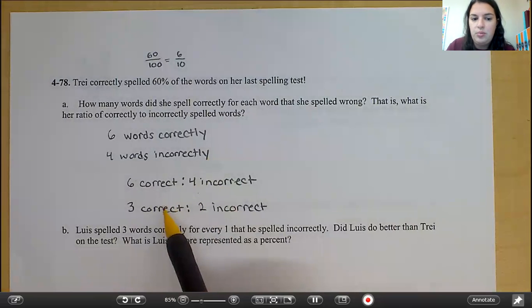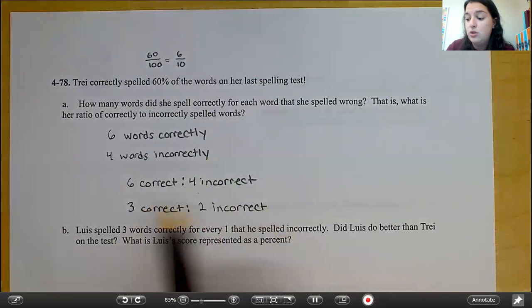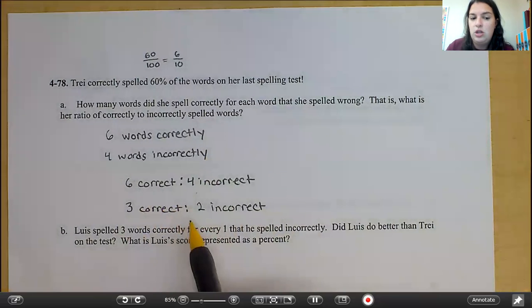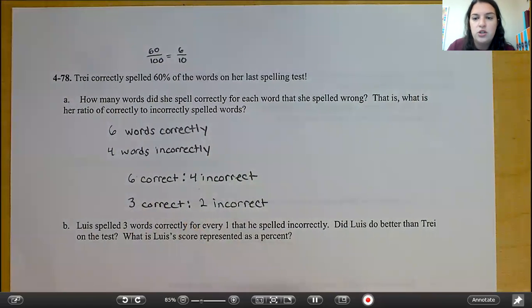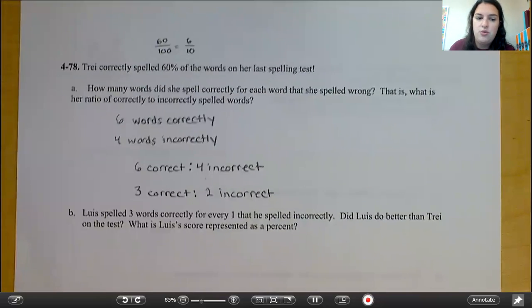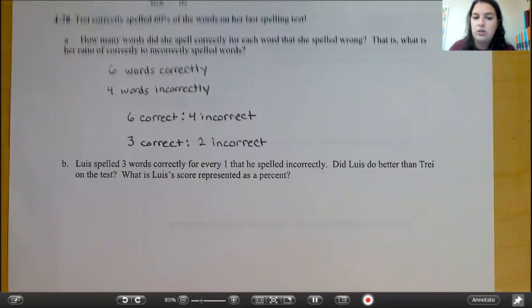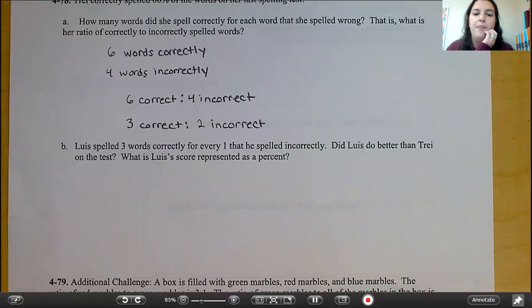One is just in simplest form, so you always want to try and get your ratio down to the simplest terms that you possibly can. Okay, you did not have to write it like this. You could have written it as a fraction. You could have written it with the word "to" in between, but that is your ratio, 3 correct to 2 incorrect. B, Lewis spelled 3 words correctly for every one that he spelled incorrectly.